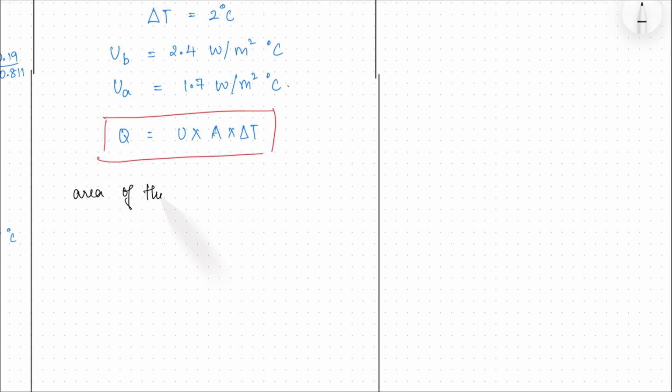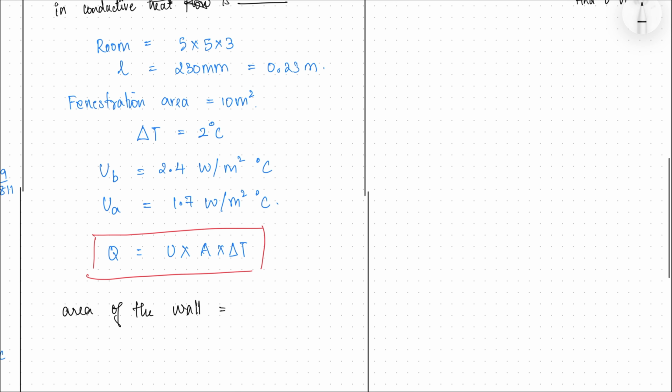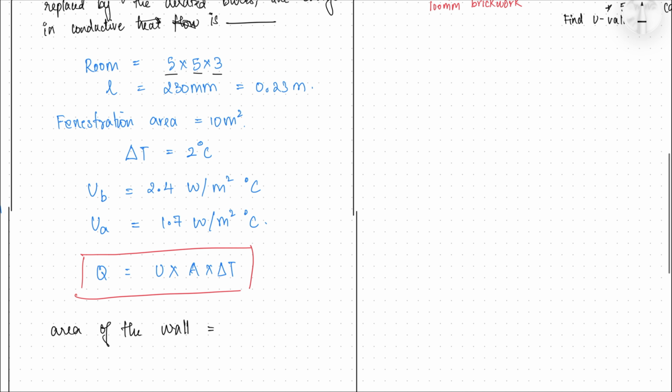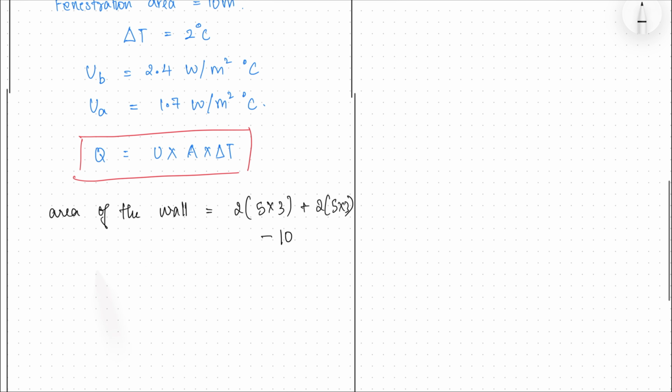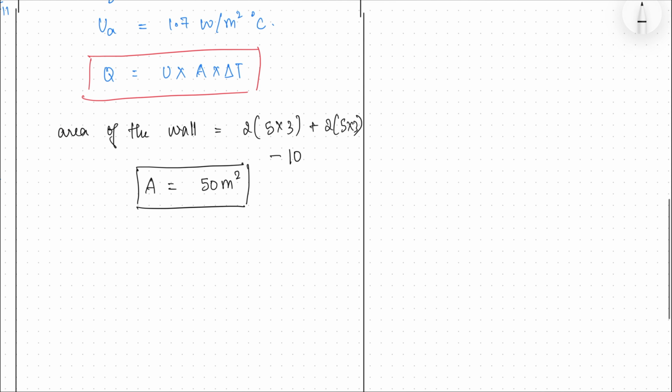The area of the wall would be, they have given the measurement as length, breadth and height. So you have two sides of each: 2 into 5 into 3 plus 2 into 5 into 3 minus the area of the fenestration. If you calculate, you'll get your area to be 50 square meter. That's it, we have everything. Now we have to submit.